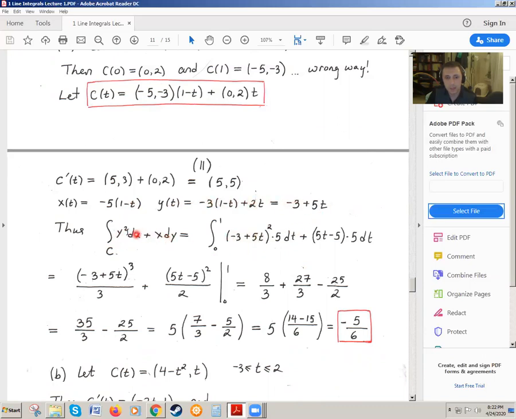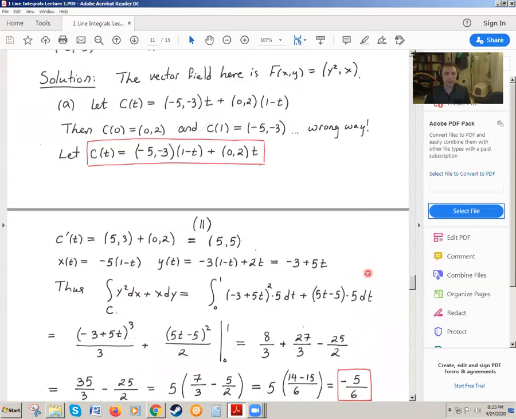So I take y as required and I square it. And what's dx? When I take the derivative, dx and dy are both equal to 5 dt. So dx equals 5 dt and dy equals 5 dt. That's what I get: dx is 5 dt, dy is 5 dt, and then x equals 5t minus 5. And then I go through the business of integrating it, and I obtain -5/6.